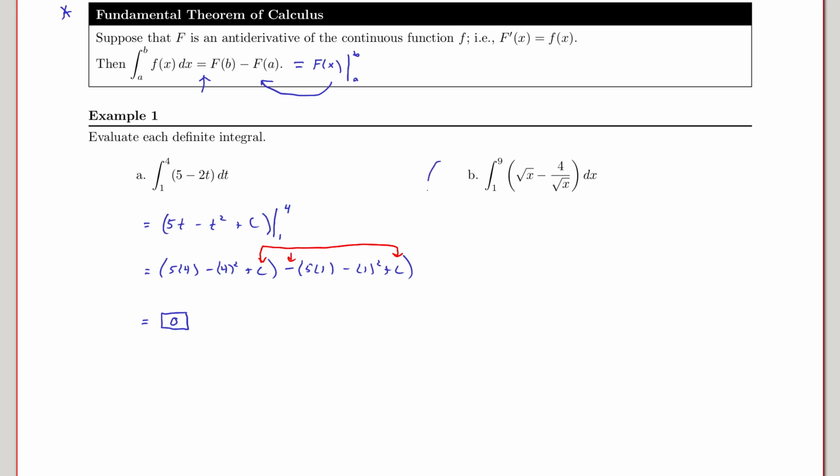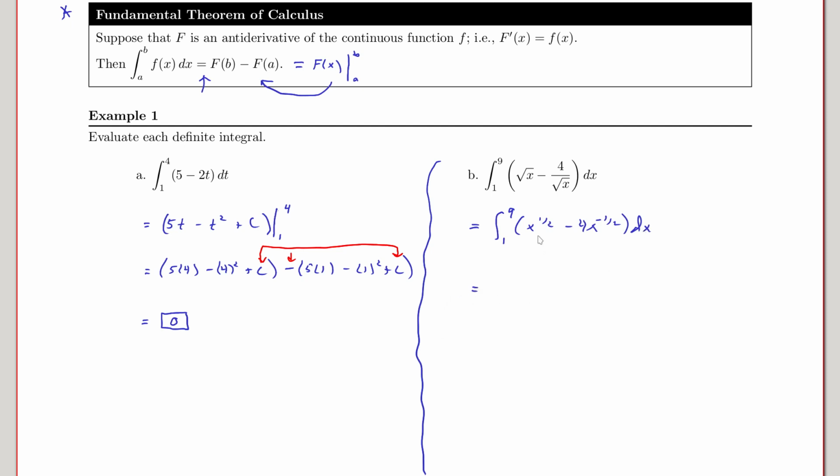Let's look at B here. Now what should I do with this? This doesn't look like any of our formulas, so we know we're going to do a prep step and rewrite this as the integral from 1 to 9 of x to the 1/2 minus 4x to the negative 1/2. Now we're set up to actually evaluate things.